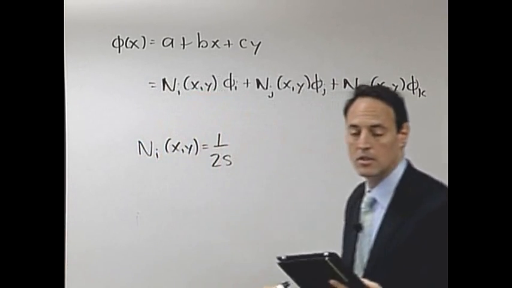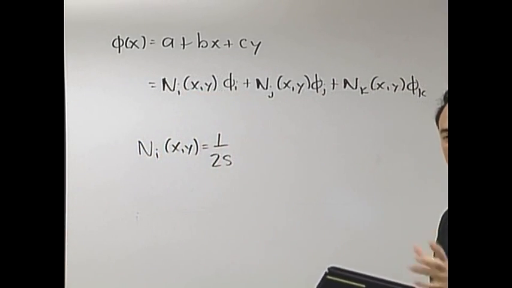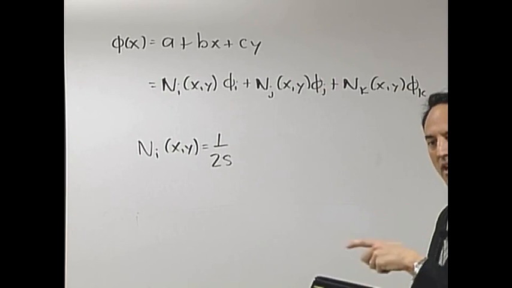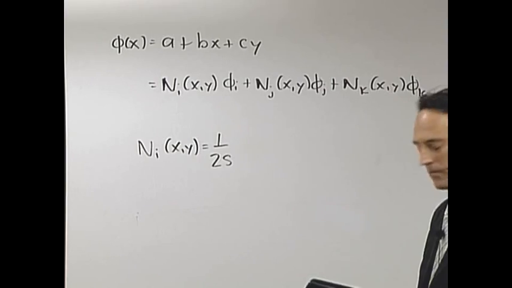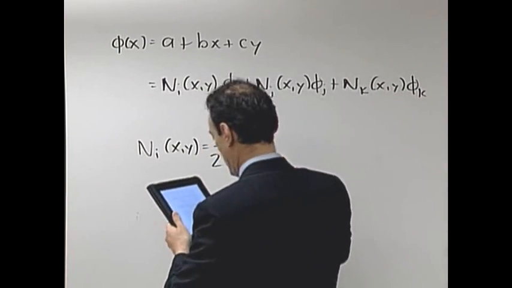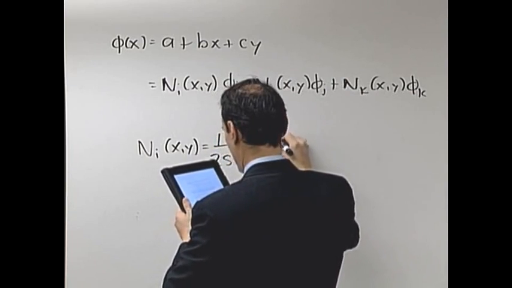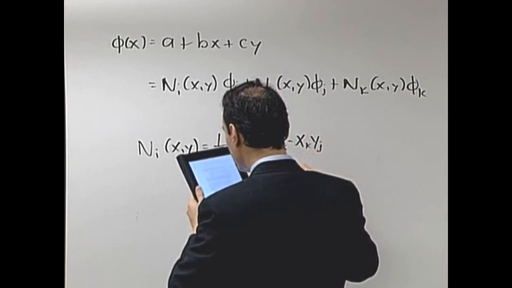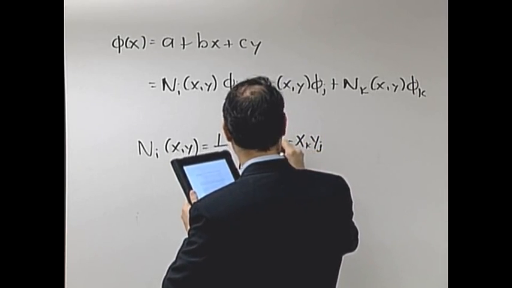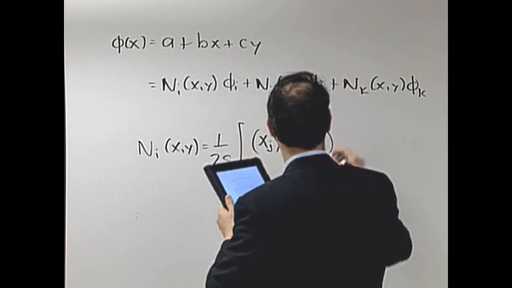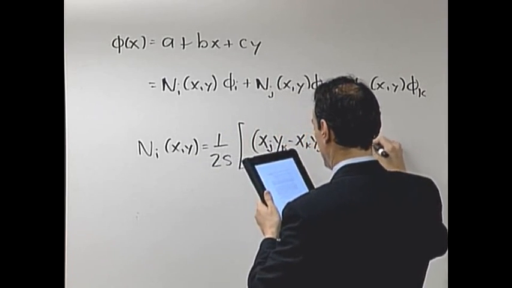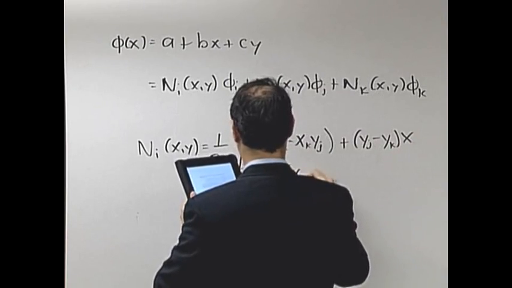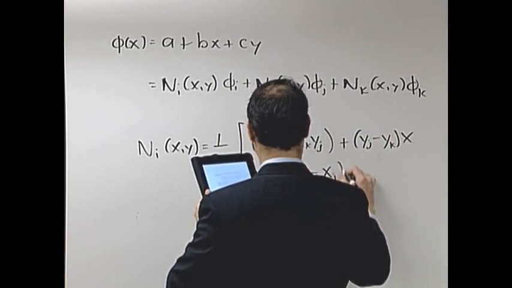1 over 2s. Remember we had that length measure before in the 1D case, the distance between. Now we don't measure the distance between. We measure the area of that triangle projected down to the xy plane. That's the equivalent. Okay? And then you have xi, yk, minus xk, yj, that's a j. There you go. Plus yj minus yk x plus xk minus xj y.